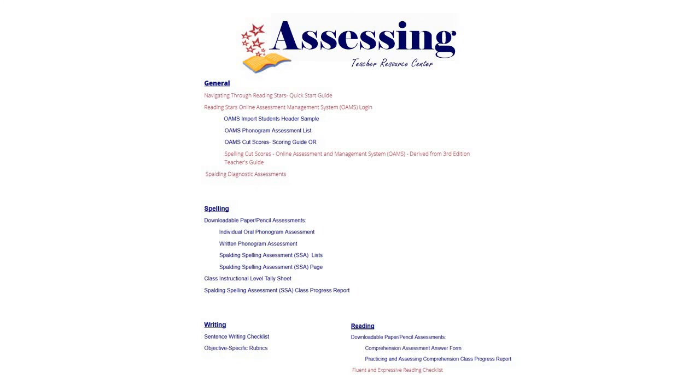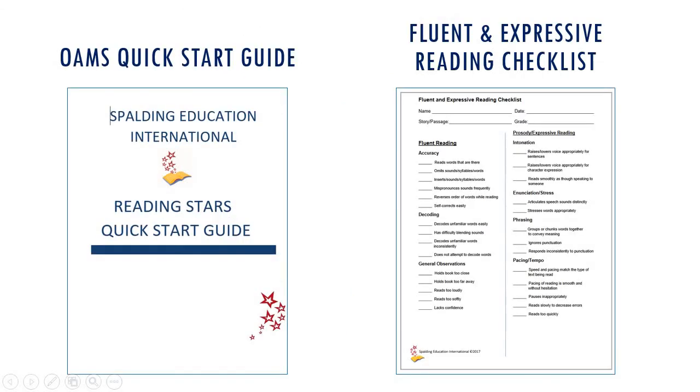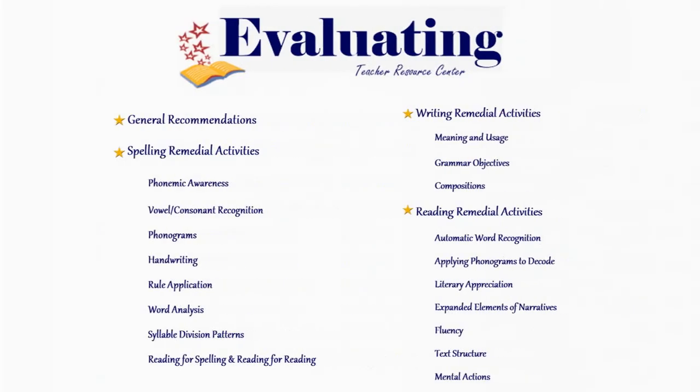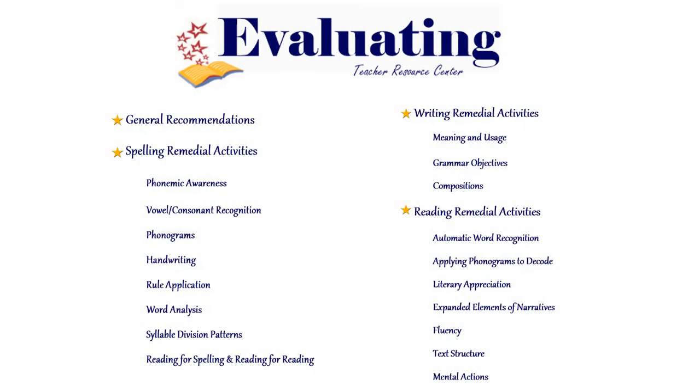Notice how you will find support information for OHMS, paper-pencil versions of all assessments, as well as other diagnostic tools. A couple samples from the Assessing section include an OHMS Quick Start Guide and a newly refined Fluent and Expressive Reading Checklist. This refined checklist will be part of Spalding's new fluency program coming out this school year. And finally, a sample of the evaluating section.